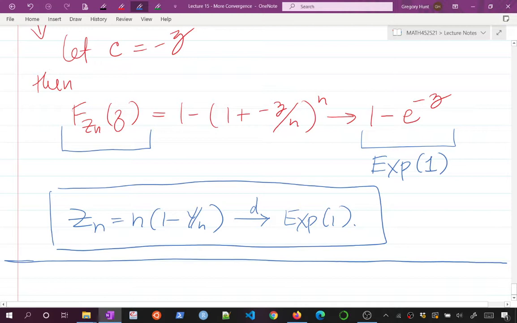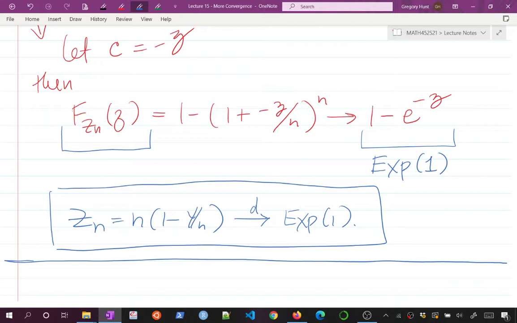So this is a nice cute little example where my convergence is not to a degenerate distribution. Exponential 1 is not some kind of degenerate distribution. It's a real live distribution. And the way that I got that is I properly scale it. So my Yns converge to a degenerate distribution. If I properly scale it by n, I get convergence to a non-degenerate distribution, something with non-zero variance.